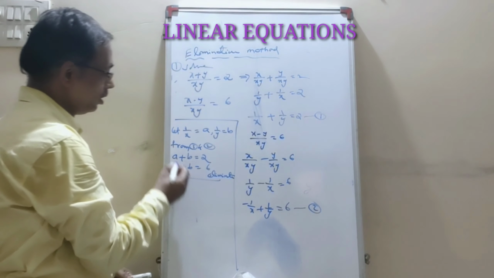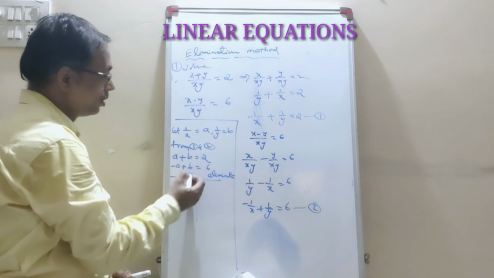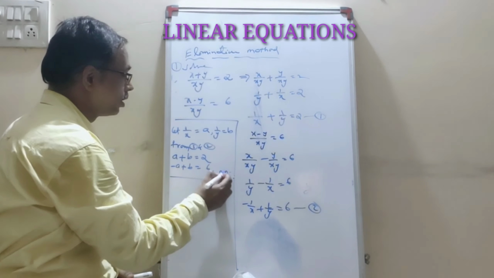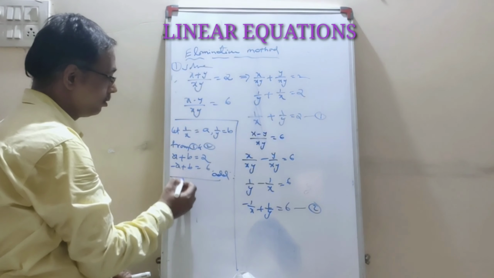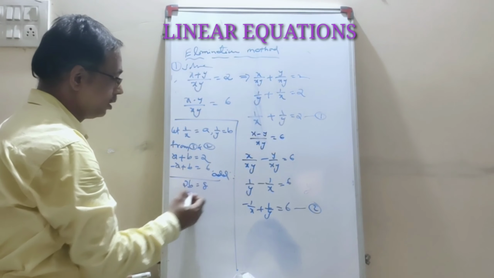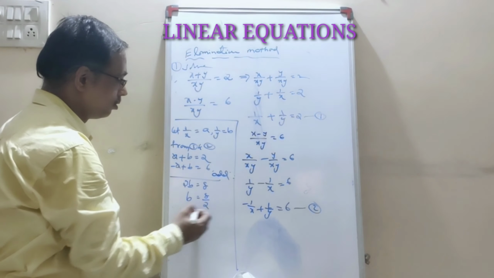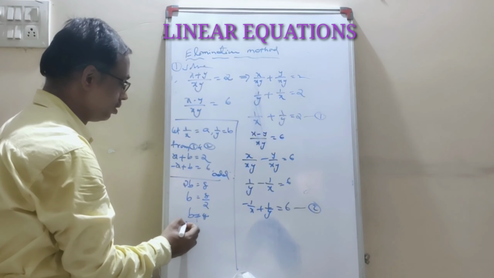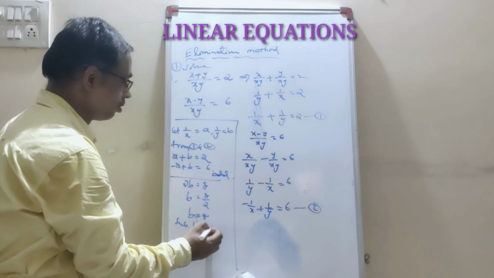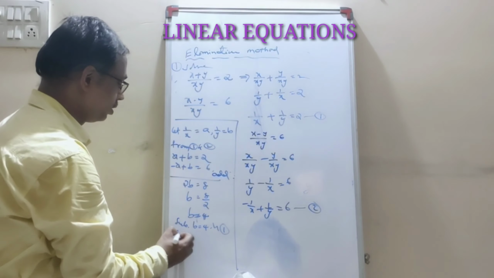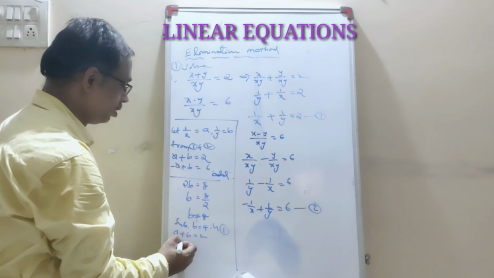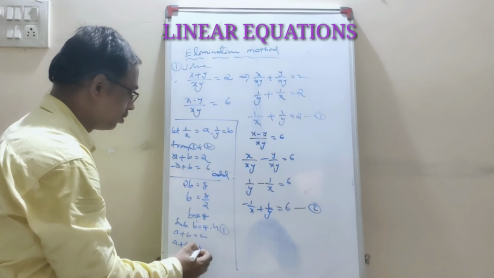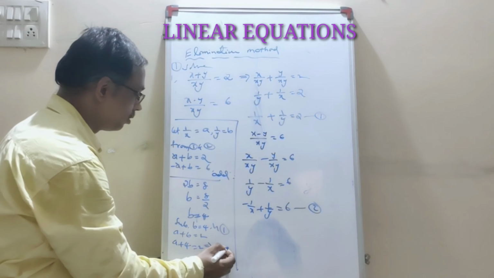Eliminate either a or b. So by addition we can eliminate a. That's why you should write here addition. The a gets cancelled. Here we get 2b = 8, b = 8/2, that is b = 4. Now substitute b = 4 in equation 1, that is a + b = 2. Then we can write a + 4 = 2. This implies a = −2.